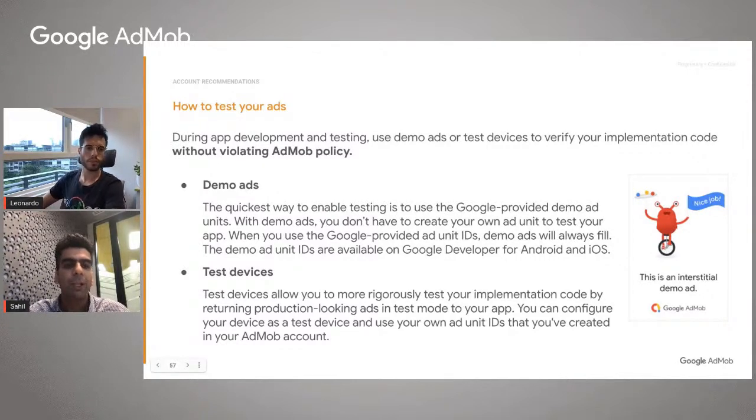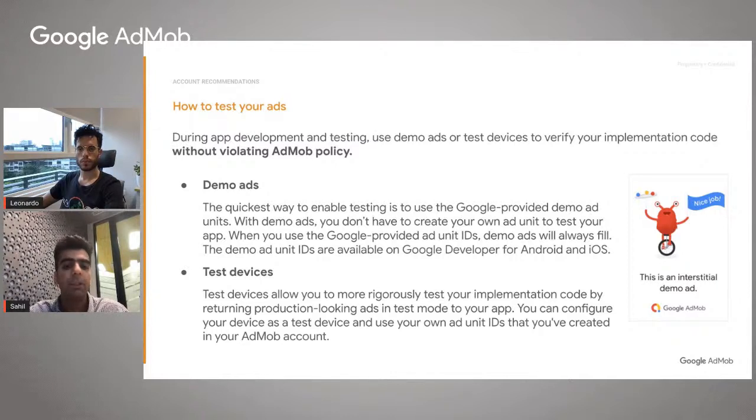Now, we talked about testing your ads and how to avoid clicking on your own ads, but you can also use our systems to test ads. Publishers may not click on their own production ads, even for testing purposes. Clicking on production ads can result in a policy violation for invalid traffic. The Google provided demo ad units are not associated with your AdMob account. So there's no risk of your account generating invalid traffic when you use them or click on them.